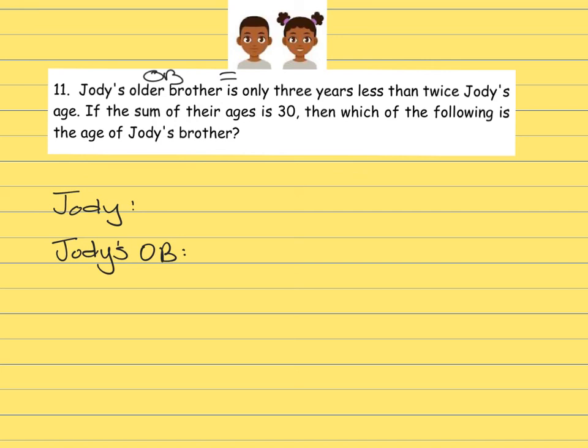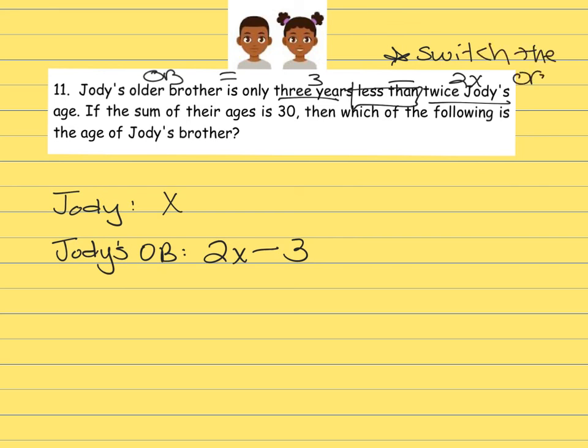We don't know what Jody's age is, so we're going to let her be X. But we know that the older brother is only 3 years less than. So 3 years less than twice Jody. Because of the term less than, we have to switch the order. And we have 2x minus 3. Very important to switch when you see the term less than.